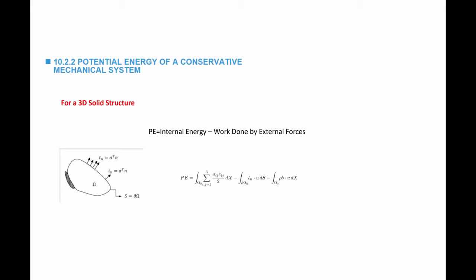For a 3D solid structure, the potential energy of the system is defined as the internal energy minus the work done by the external forces. If it's a linear elastic structure, then the internal energy is equal to the sum of each component of the stress multiplied by the corresponding component of the strain divided by 2. And the work done by the external forces is the work done by the body forces vector rho b through a displacement u, and the work done by the external forces acting on the surface, taking the dot product with the displacement u.